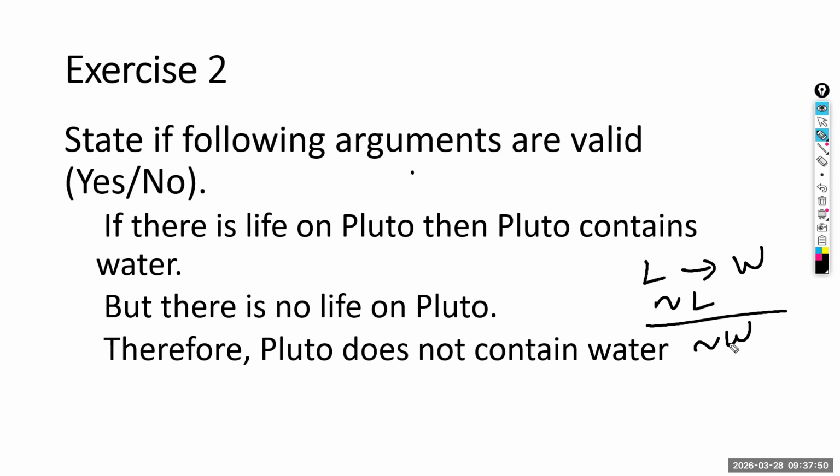Let's look at it formally. This must be true, this must be true. This must be true means L is false. When this is false, this can be true or this can be false, because false implies true is true, and false implies false is true. So therefore, W can be true, W can be false. That means not W can be true or false. So this may be true, may be false. So this is not a valid argument.